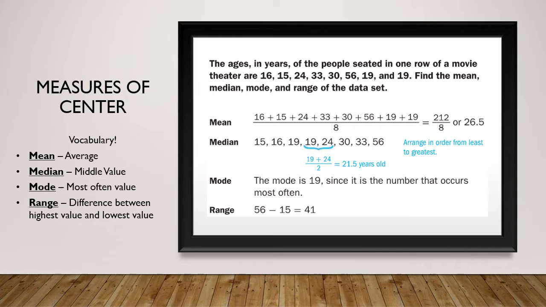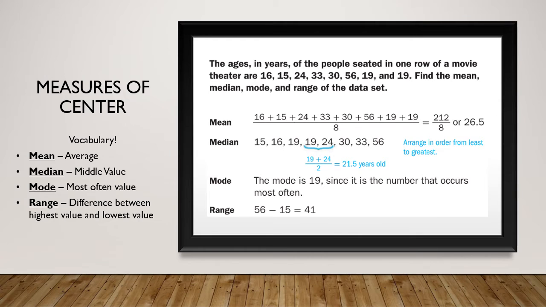The mean, median, mode, and range are called the measures of center, and this is some of the vocabulary terms that we'll go through in this section. The mean is the average, so we'll add all the values up and we'll divide by the number of numbers, and we'll do a couple of examples just to show you that.